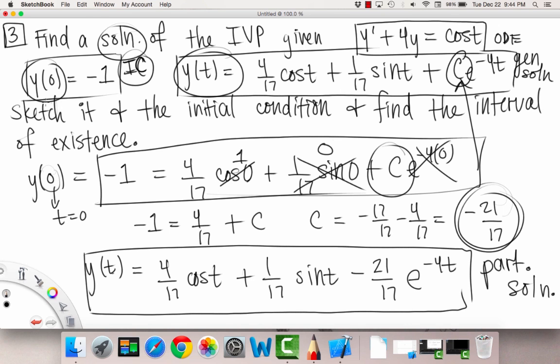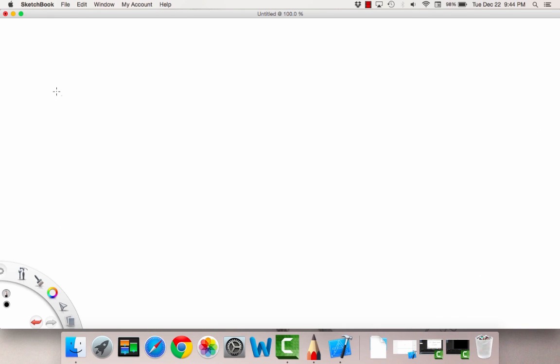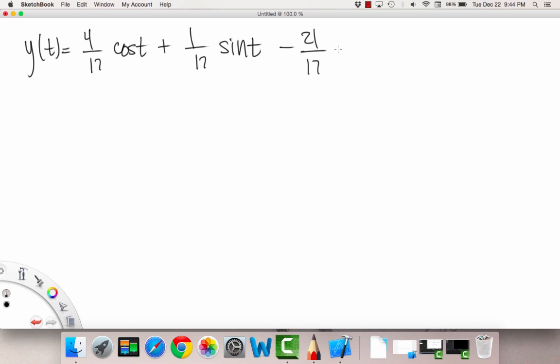On the next slide, I'll sketch this for us, along with our initial condition, and we're going to find the interval of existence. Alrighty, so here again I'll write what we got. Our particular solution is 4 over 17 cosine t plus 1 over 17 sine t minus 21 over 17 times e to the -4t. Okay, so this is our particular solution.